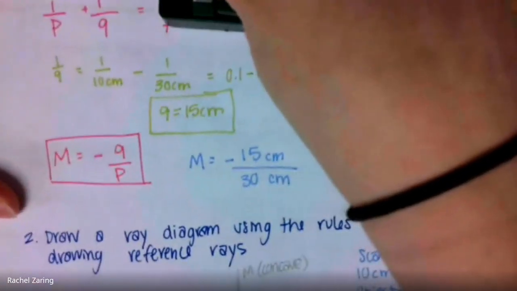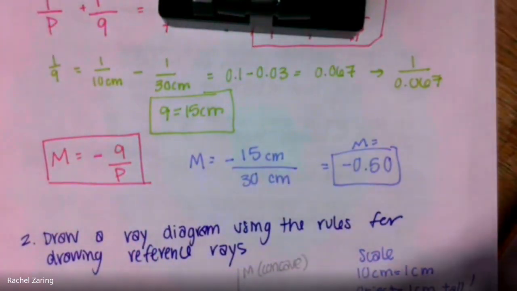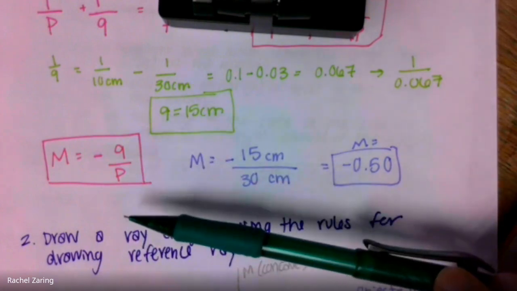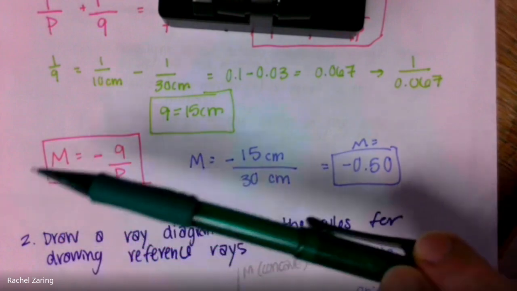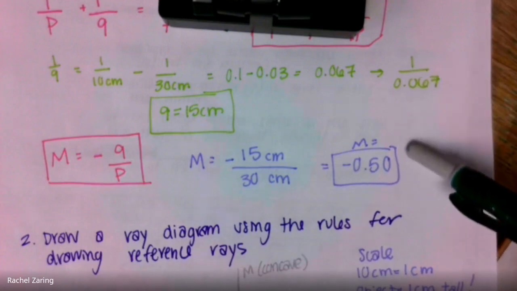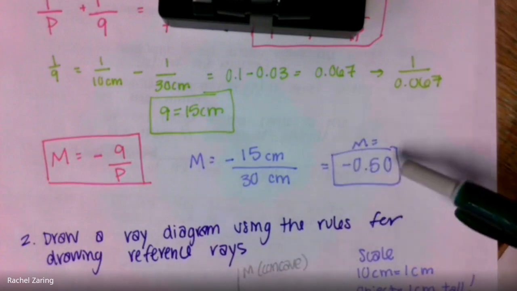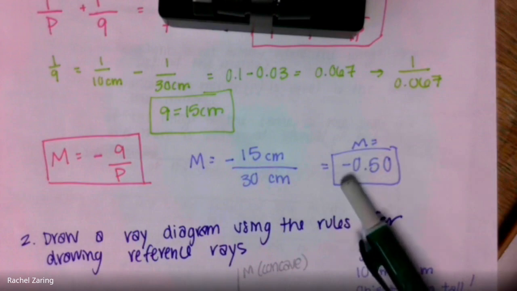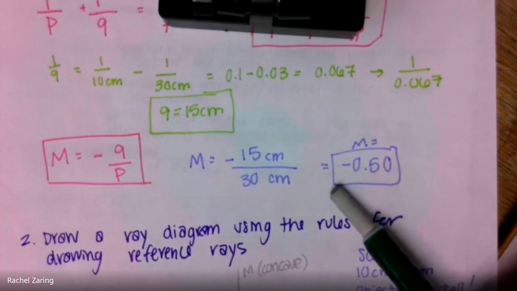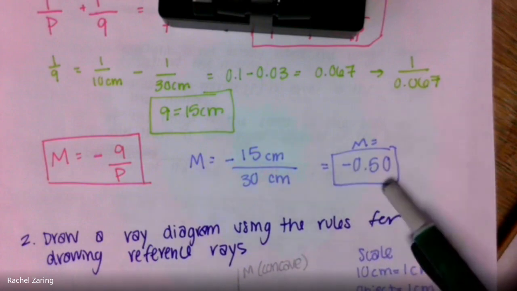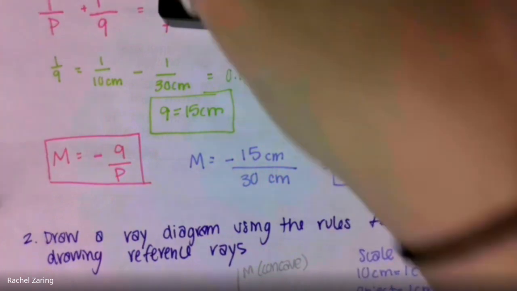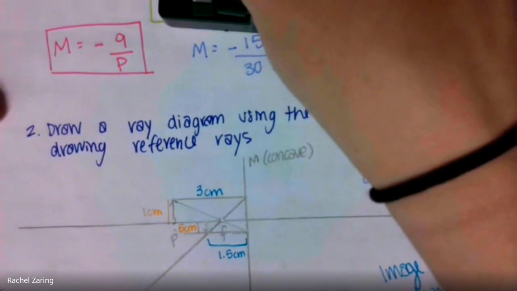So remember, magnification is a ratio between your image distance and your object distance. So magnification equals negative Q divided by P. You plug in your values here, you should have gotten that your magnification is negative 0.5. So this negative should be indicating that when you draw your ray diagram, the image should be smaller. That's also from the 0.5 here. And the negative is telling you that it is inverted. It is upside down.